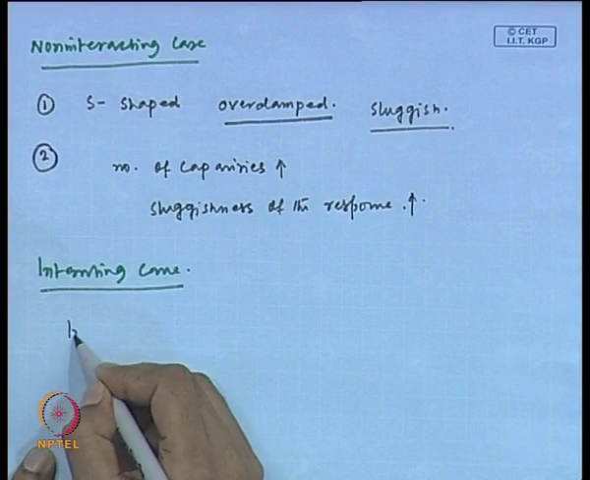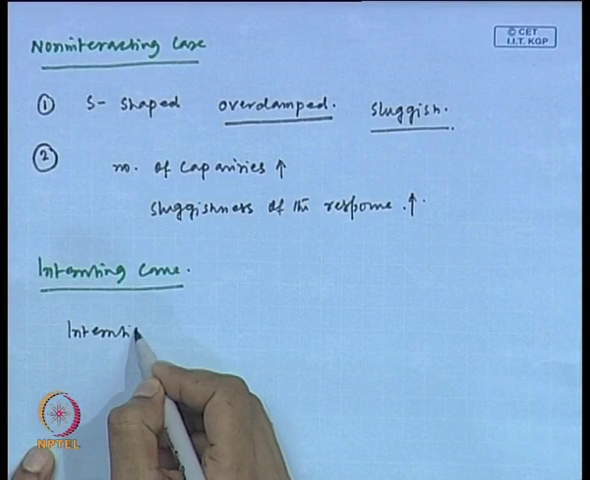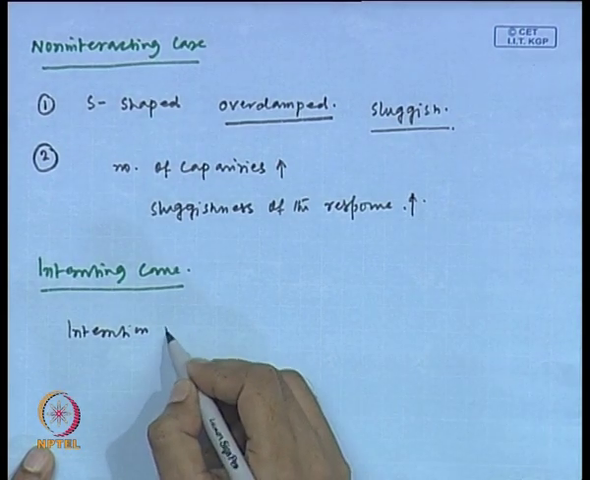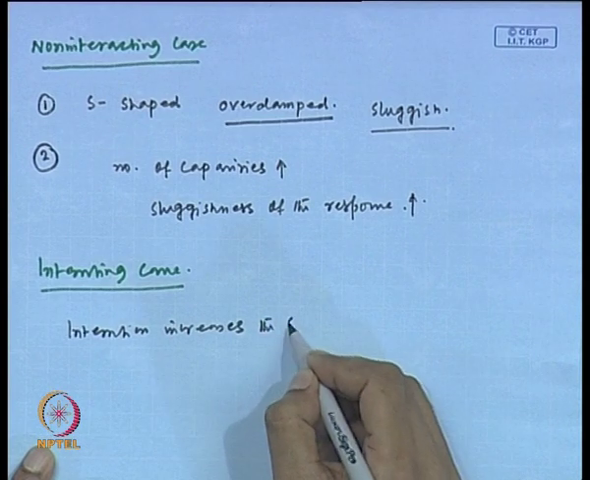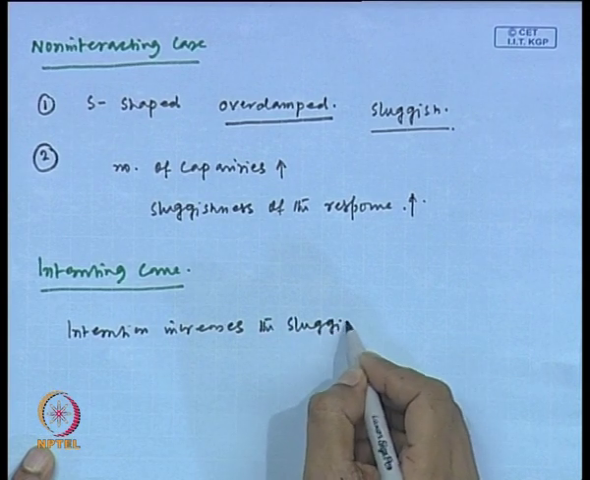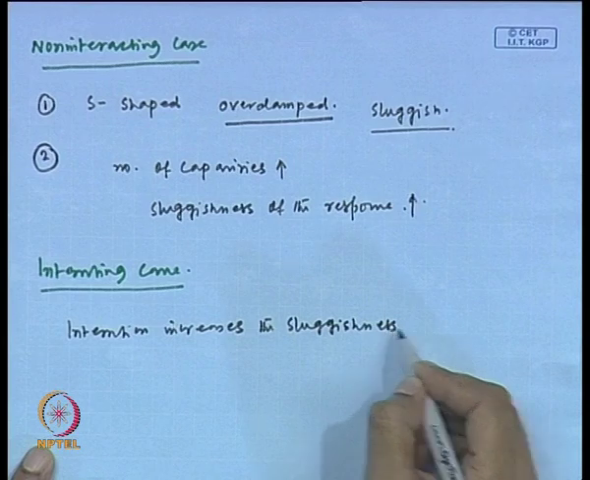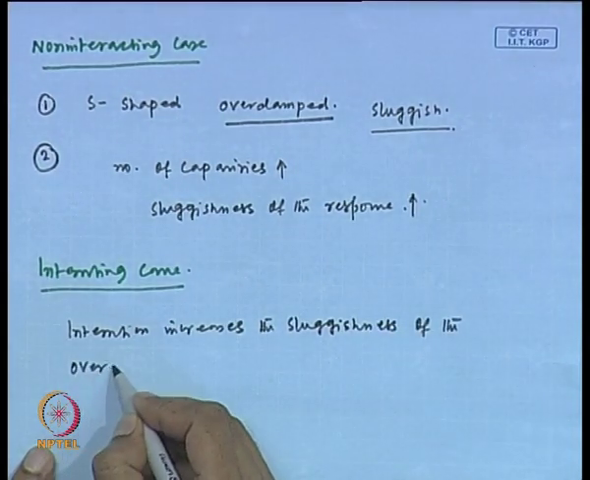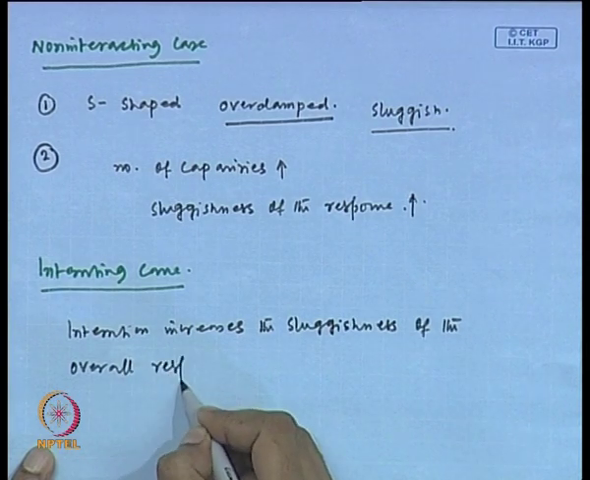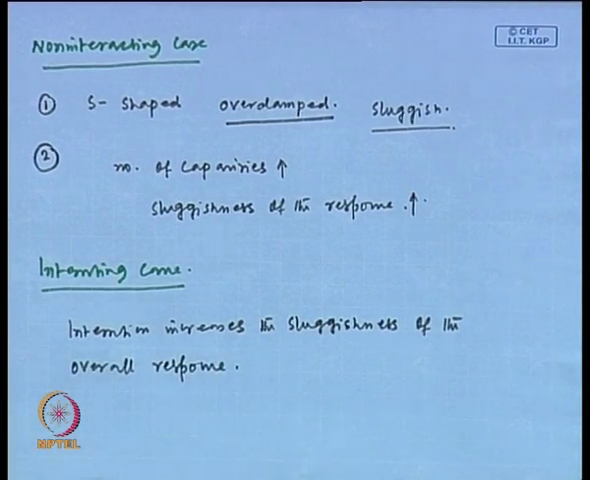We can conclude that interaction increases the sluggishness of the overall response. Fine. This is the conclusion we can draw for the case of interacting tanks system.